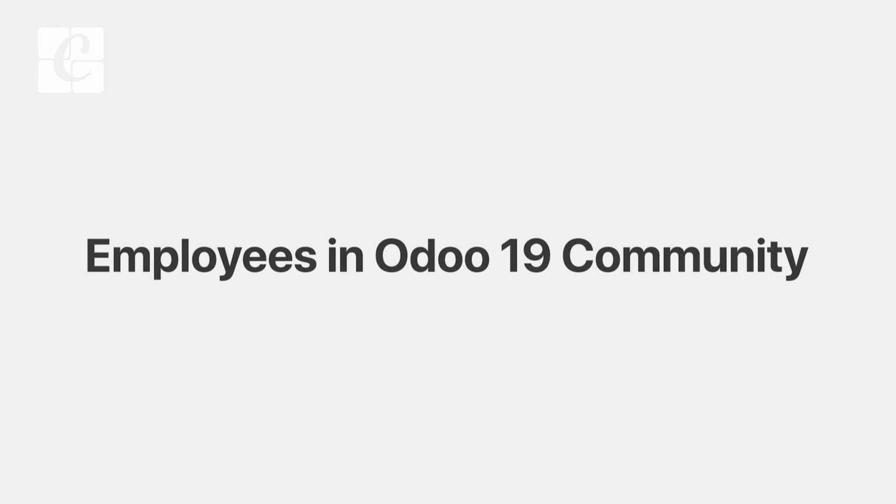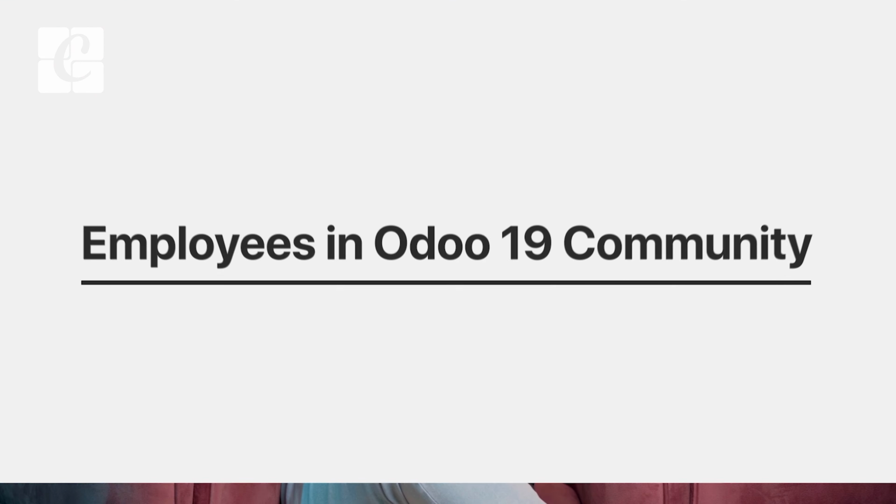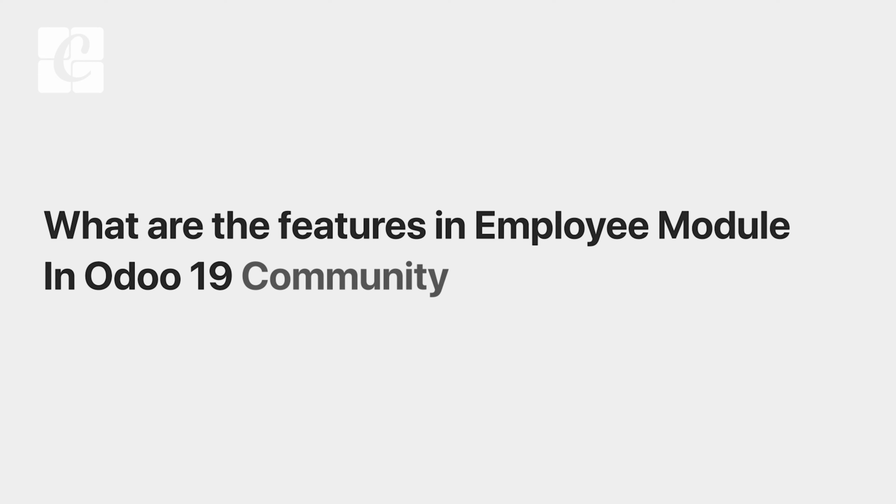Today in this video, we'll be talking about the employee module of Odoo 19. Previously we've already talked about the employees, but that was of the Enterprise edition, which is actually a paid version of Odoo. Today we are going to talk about the employees that you can find inside the Community version of Odoo, which is absolutely free. Obviously, since it's free, there might be certain limitations. In this video, I'll be showing you what all features are present inside the employee module of Odoo 19's Community version. So without wasting any time, let's get into the video.